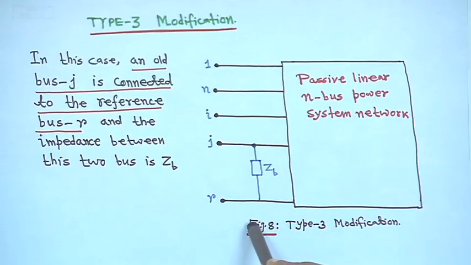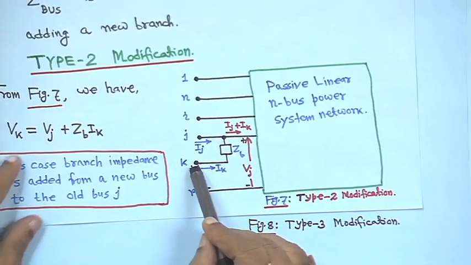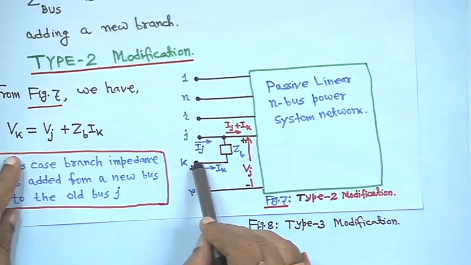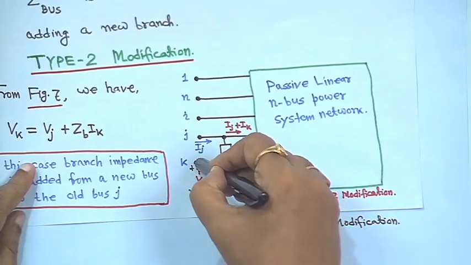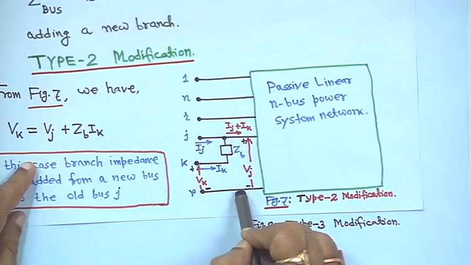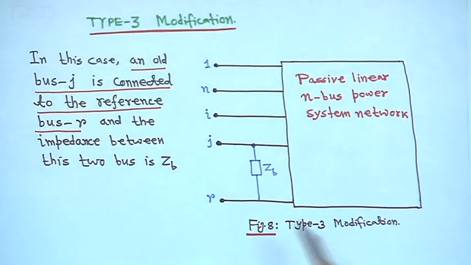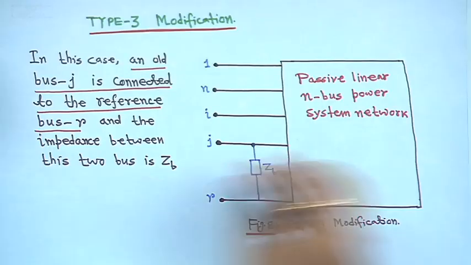If we go back to that figure 7, it was shown that a new bus is connected to an old bus, but if you bring this node and connect this to this point, then in this case only ZB impedance will be there, and IK will be 0, right. That means the old bus is connected to the reference bus. That is why I am showing that figure 7.